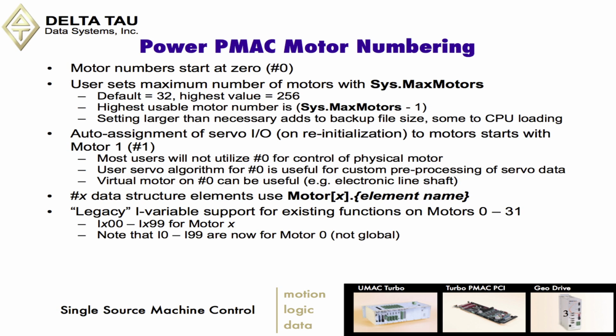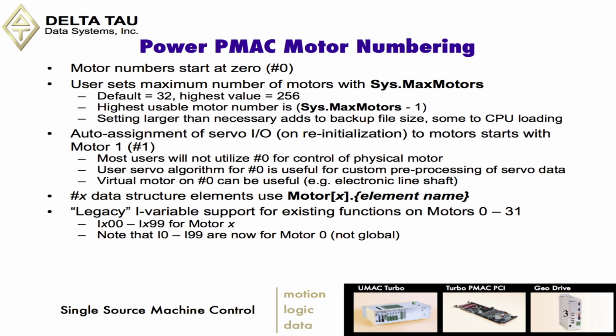So when we say legacy I variable support, if you're a previous Turbo PMAC user and you want to know what the structure name is for Ixx16, I type I116 for motor 1. I give it the definition symbol, and it will come back and tell me that's the motor 1 PWM scale factor.